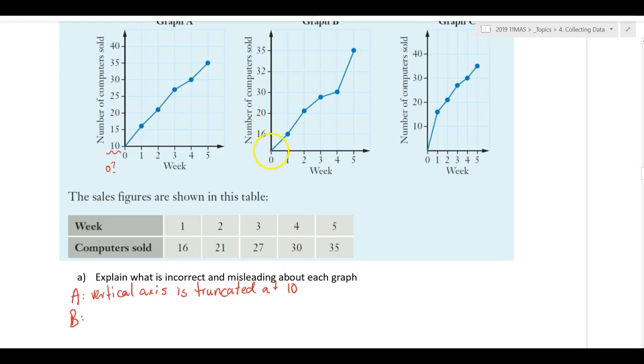Now, what's going on with B? Not only is it chopped off, if that was 0, well, it might be. This here represents 4, from 16 to 20. Then I've got 10, then 2, and 3. My vertical axis, or my vertical scale, is irregular. That's very misleading.